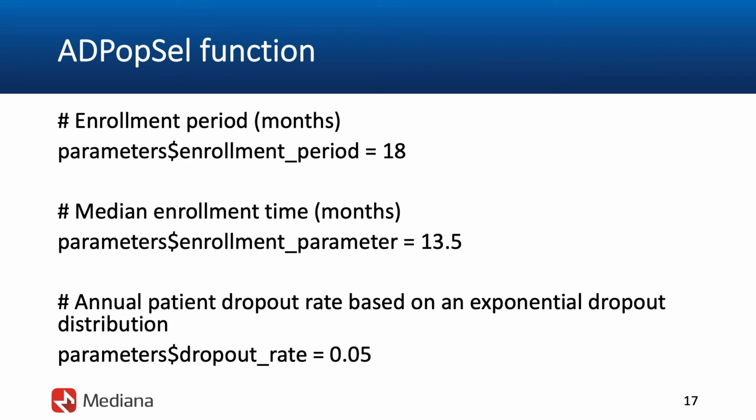As far as the dropout rate is concerned, in this case, it is very common to assume that the time to patient dropout, the time to the last contact for a patient who is lost to follow-up, would follow an exponential distribution. That's why I'm here referring to an exponential dropout distribution. And what we see here is the annual dropout rate. So 5% of the patients are expected to be lost to follow-up on an annual basis.